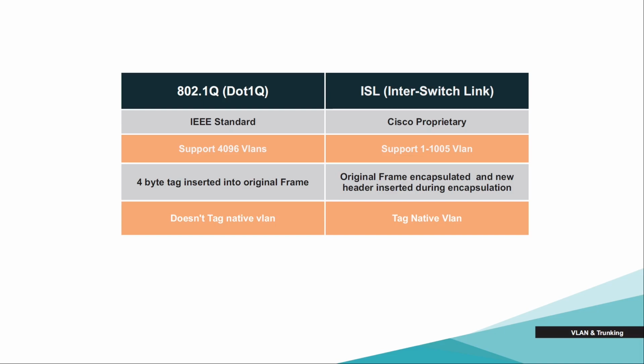We also have ISL, Inter-Switch Link. This is a legacy protocol and not used nowadays. This protocol is a Cisco proprietary protocol. It supports VLANs from 1 to 1005, the original frame is encapsulated, and a new header is inserted during the encapsulation. So 802.1Q inserts a tag into the original frame, but ISL encapsulates the original frame and creates a new frame. ISL tags the native VLAN.